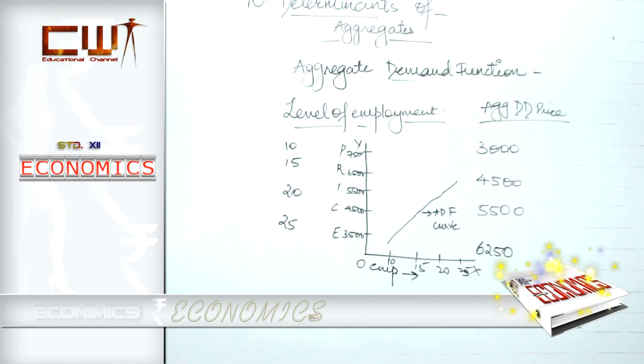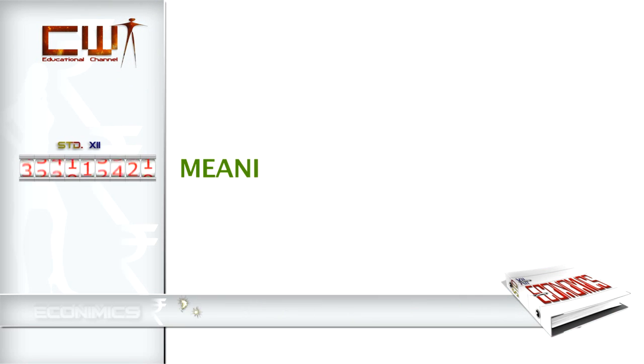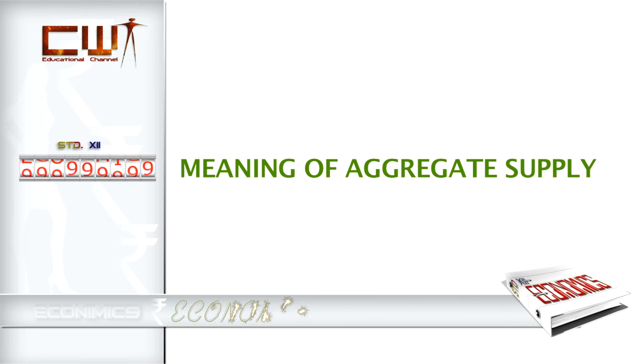This means that as employment increases, the demand also rises, but at a diminishing rate. Right? So that is very clear that when you have more employment, your income will increase. Income increasing, definitely your demand will also increase. Next, you will study the aggregate supply.